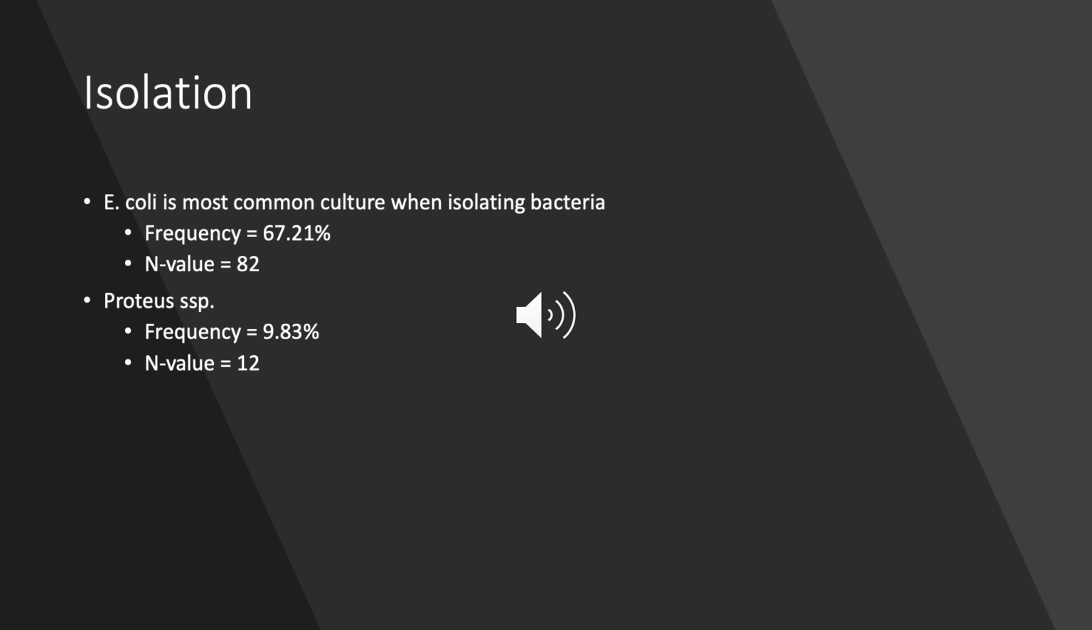The next highest organism found when isolating the bacterial components had a frequency of less than 10%. The organism was part of the Proteus species and had a frequency of 9.83%, and the sample size was only 12.